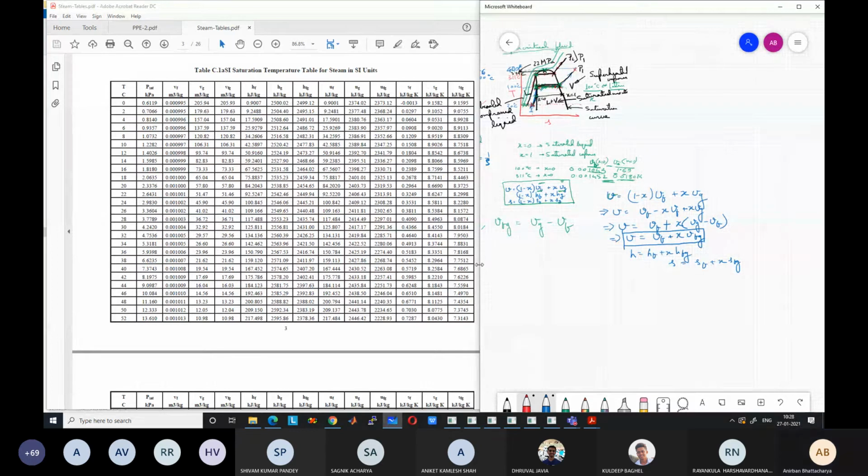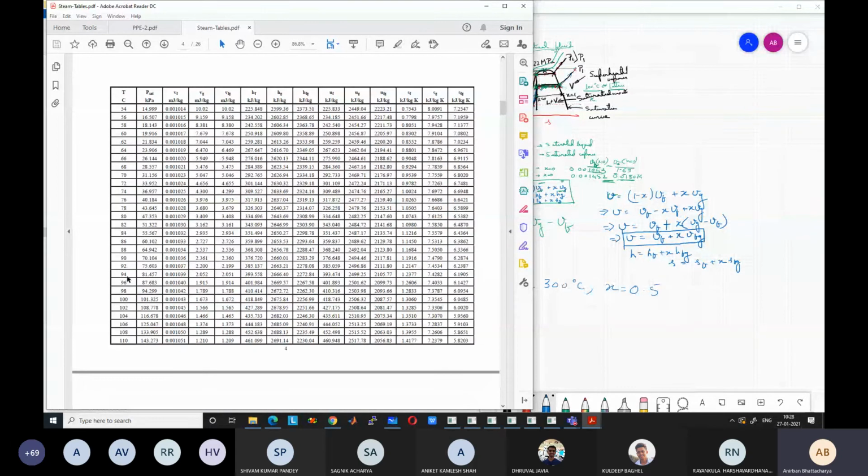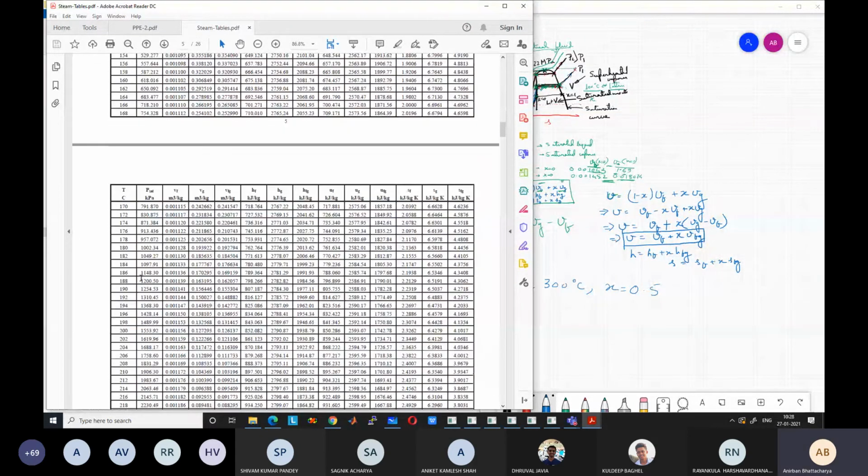Say we want to find the value of V at 300 degrees centigrade, quality of 0.5. Okay, so if we want to find the value of specific volume at 300 degrees centigrade and quality 0.5, what do we need to do? First, we have to go to the table and find out the row corresponding to 300 degrees centigrade. So we will go to the row corresponding to 300 degrees centigrade. Anyway, these things will be again clear when we solve the problem. I think it may not be possible today, or we will see. So this is the row corresponding to 300 degrees centigrade.